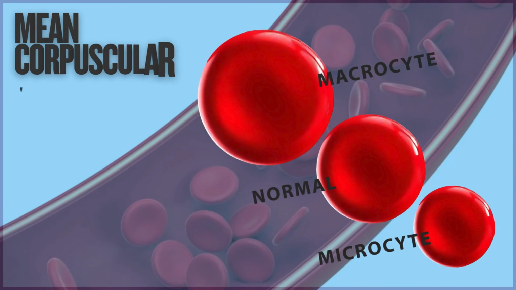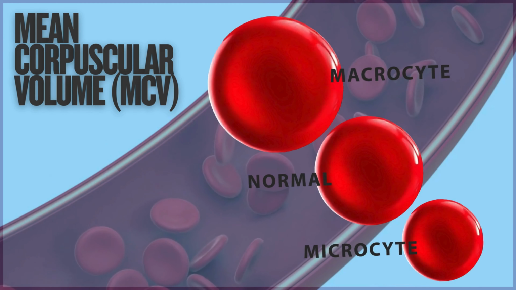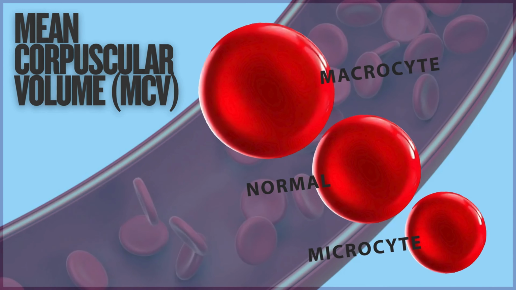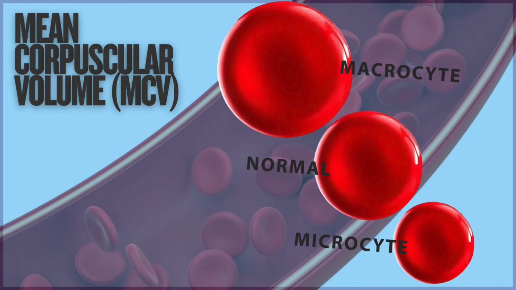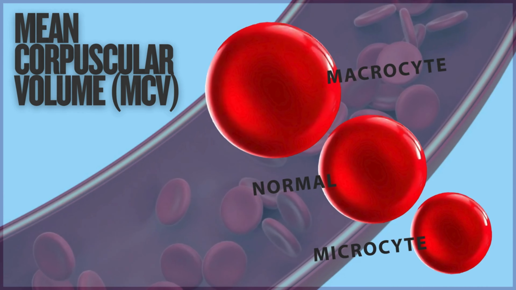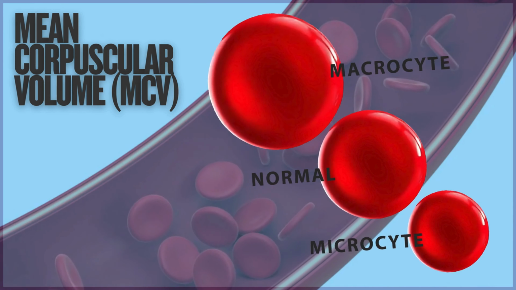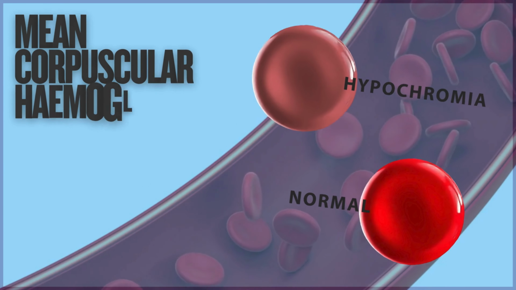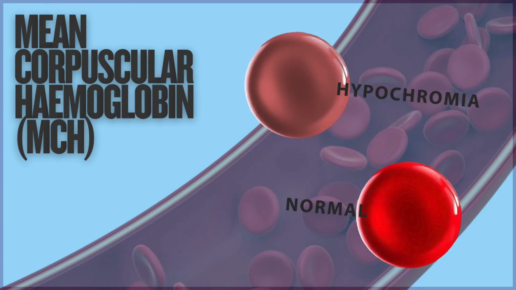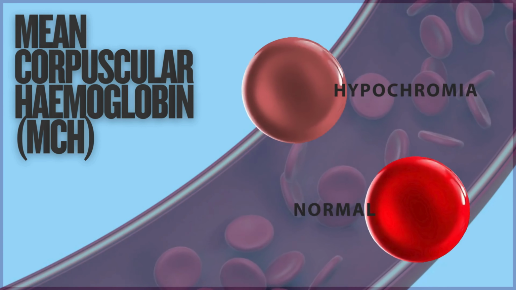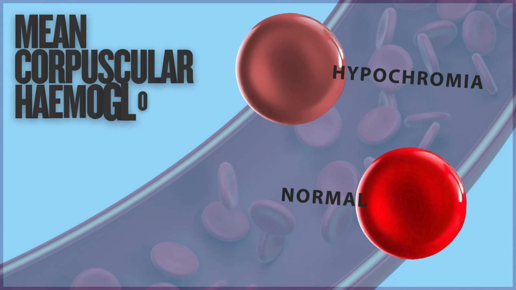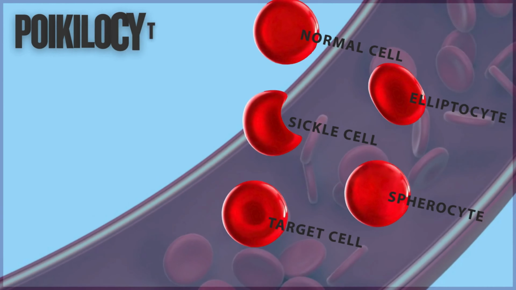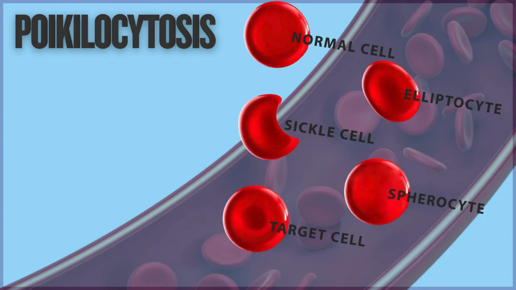Mean corpuscular volume, MCV, reflects the average size of red blood cells. A low MCV, known as microcytosis, occurs in iron deficiency anemia, where cells are smaller than normal. Conversely, a high MCV called macrocytosis is seen in vitamin B12 and folic acid deficiency, where cells are larger than usual. Mean corpuscular hemoglobin, MCH, measures the average amount of hemoglobin in each red blood cell. In iron deficiency, MCH levels decrease, causing the red blood cells to appear paler than normal, a condition known as hypochromia. Another key diagnostic feature is the shape of red blood cells under a microscope.